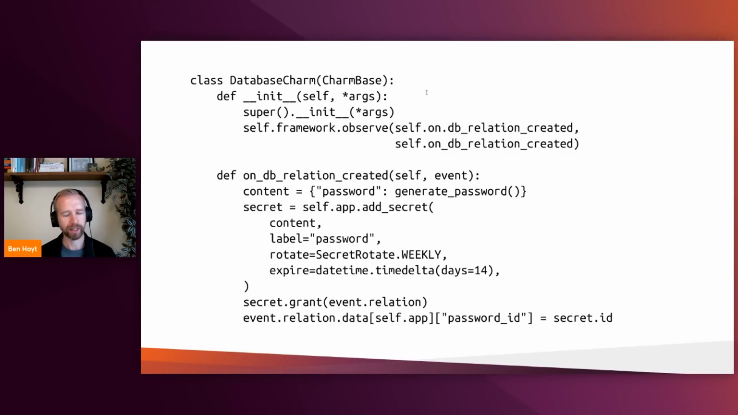We set a rotation policy of weekly. I think there's hourly, daily, weekly, and monthly, and there might be others as well. And in this case, we set an expiry time of 14 days. That obviously needs to be longer than the rotation time. The next line grants view access to the secret to this relation, to the charm on the other end of the relation, so that it can access the secret.